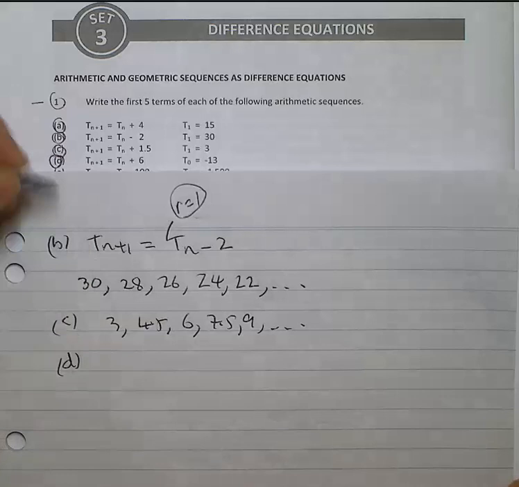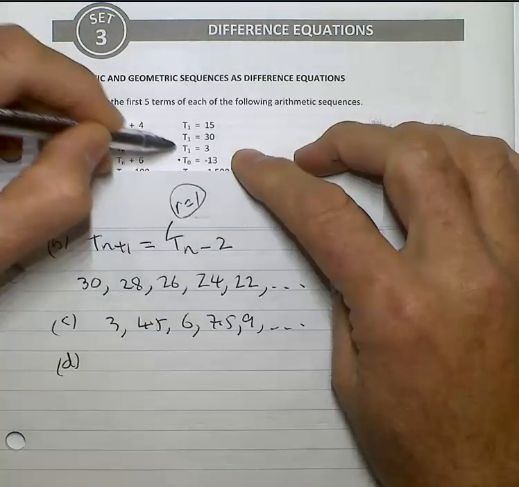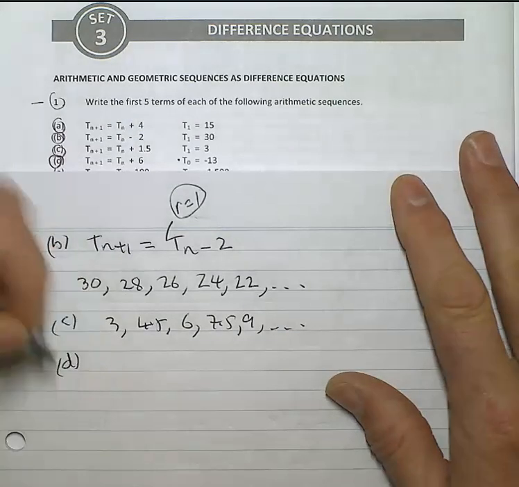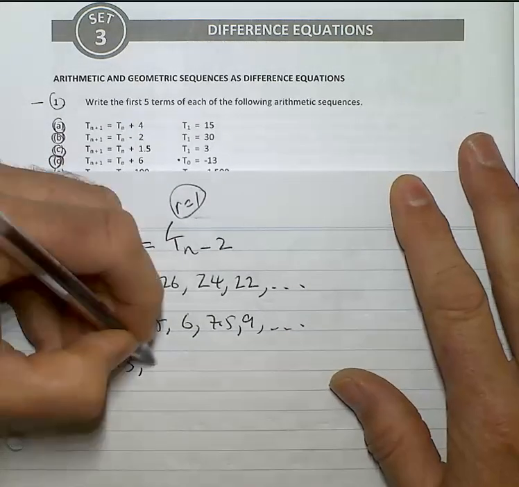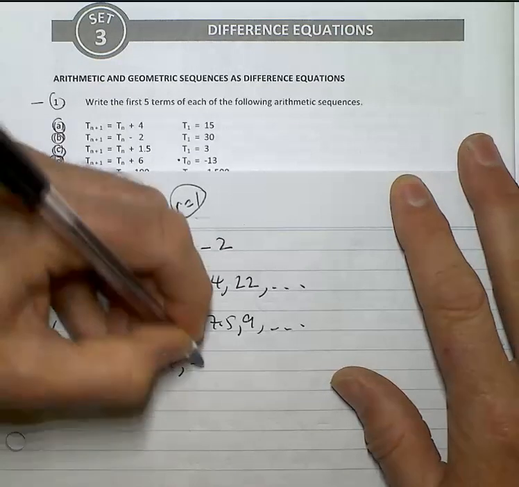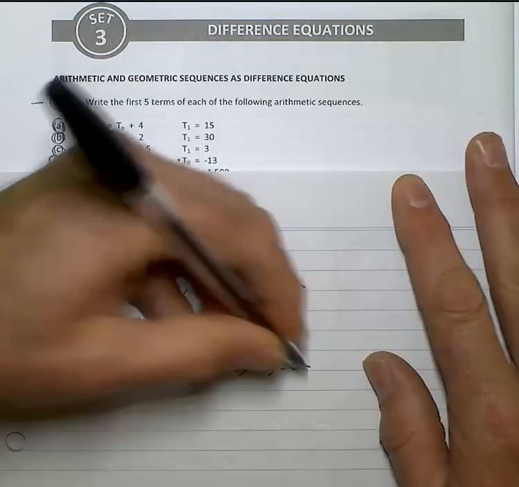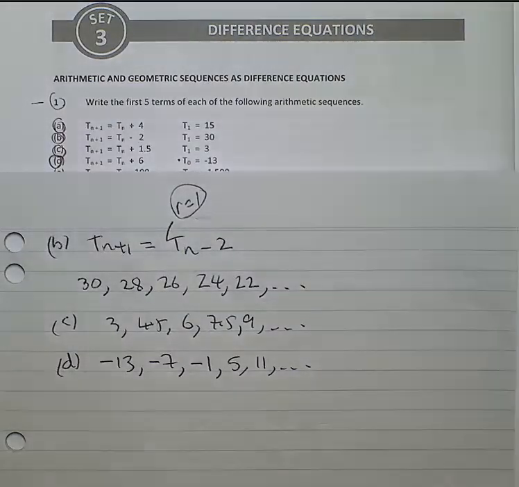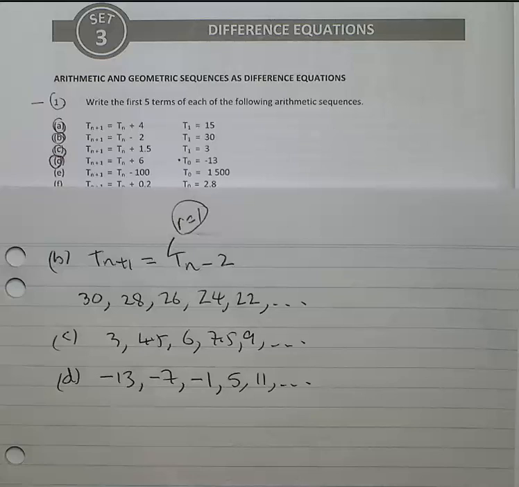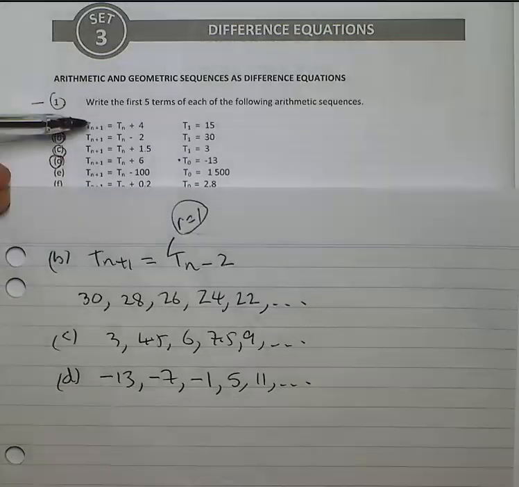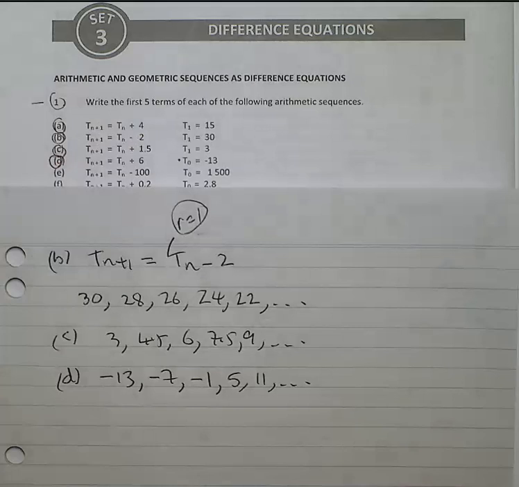In D, please notice here I've used T0 as my initial term, not my first term, my initial term. It'll work out exactly the same way as things progress. So negative 13 plus 6, negative 7 plus 6, negative 1, 5, and 11. So it's a different way of expressing an arithmetic sequence. We're dealing with the next term, the base of the previous term, plus or minus a common difference.